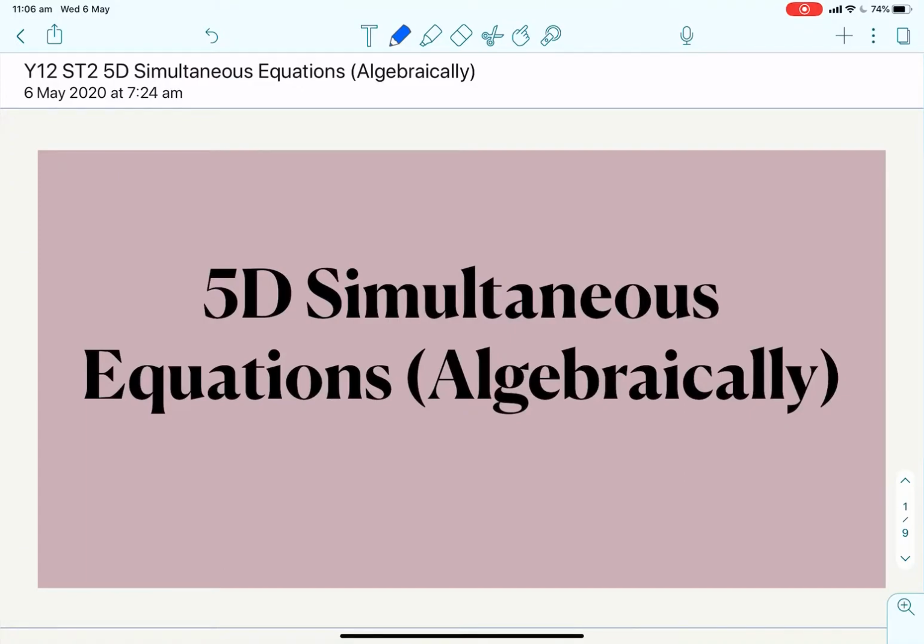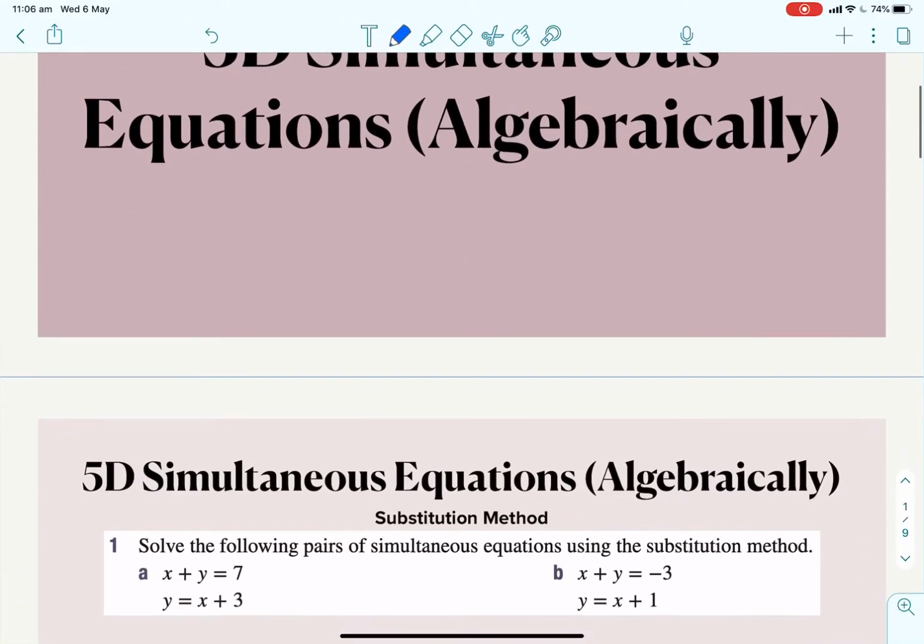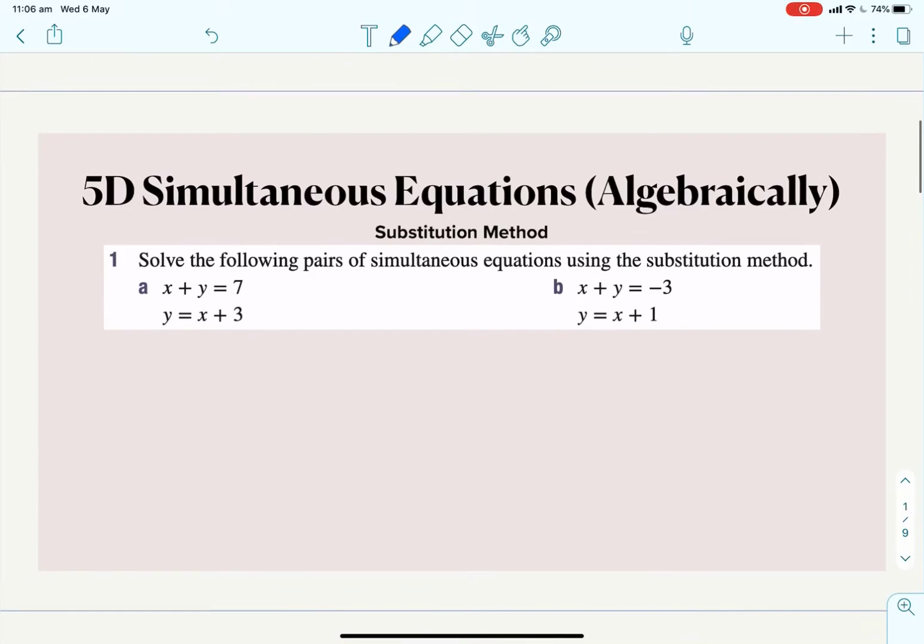Okay. Now, to do this, I'll give you an example first. We've got two methods. We've got a substitution method and also an elimination method. Me personally, I would recommend elimination. It's just a lot easier. You will see later on in this lesson. Okay. Substitution method is basically you substitute an entire equation into one letter. I'll give you two examples here.